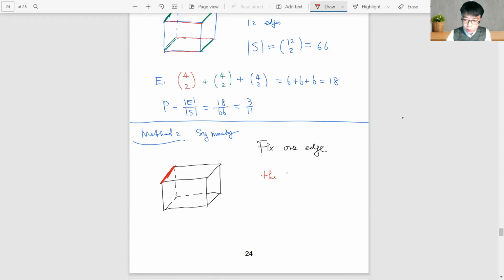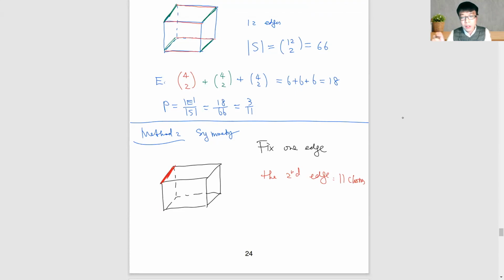For the second edge, from the remaining 11 edges, there are 11 choices. Let's see how many of them are parallel to this red line. We know 3 of them are valid. So the probability is basically 3 divided by 11. Here, you don't need to do complicated computation using permutation and combination. By symmetry, you can solve this quickly. It applies only to this symmetrical structure. Okay, I just introduced that to you.